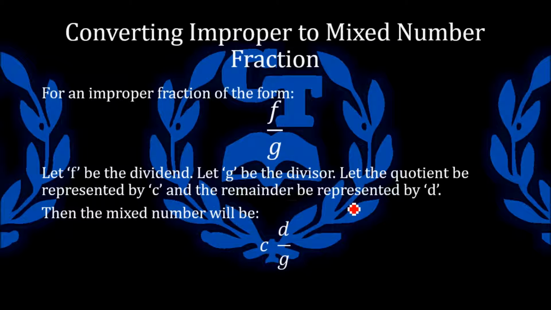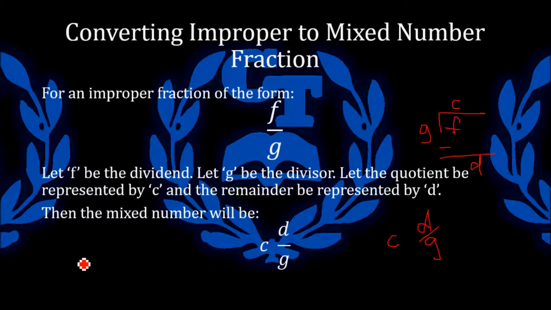For an improper fraction of the form f over g, you let f be the dividend, you let g be the divisor, and you let the quotient be represented by c and the remainder be represented by d. So for example, you would have something like this, where f is the dividend, g is the divisor, your quotient will be c, and your remainder, after you subtract whatever here, will be your value of d. And you will get the fraction of the form c d over g.